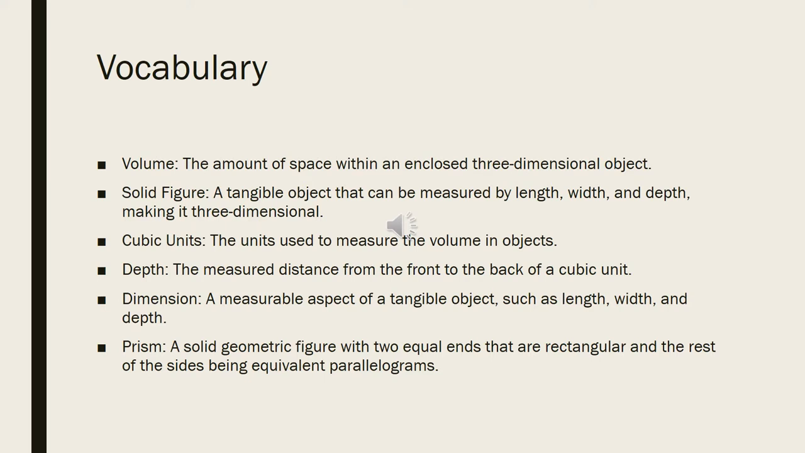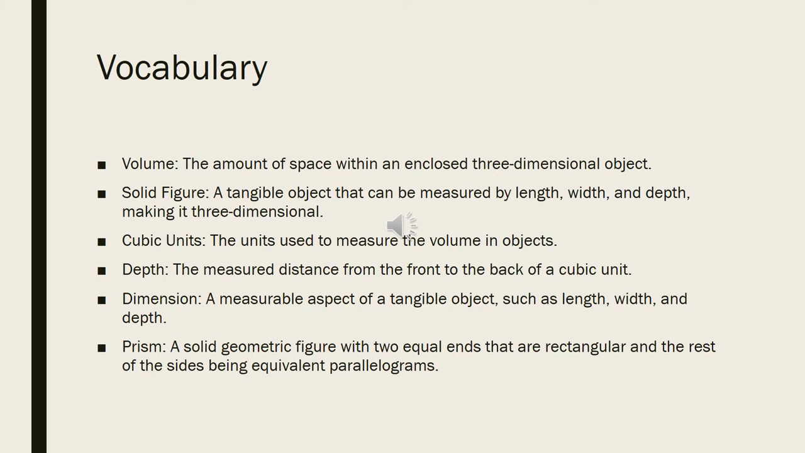Now that we have discussed both the content standard as well as breaking down that content standard into simpler language, let's actually go over the vocabulary for this lesson. That'll help make certain things make more sense. So, like we discussed earlier, the definition of volume is the amount of space within an enclosed three-dimensional object, taking it back to that container example. A solid figure is a tangible object that can be measured by length, width, and depth, making it three-dimensional. So that also pertains to that rectangular prism being seen as a container. That would be a solid figure.